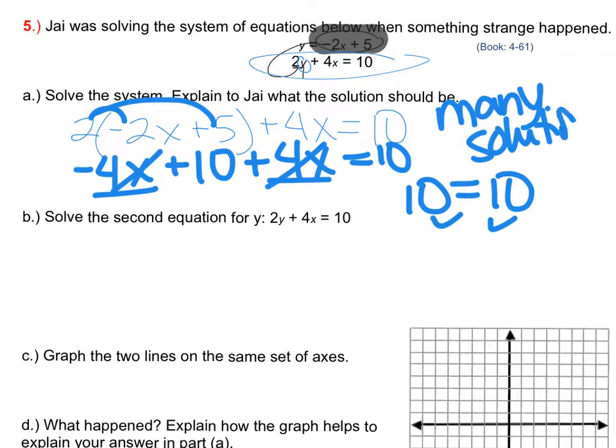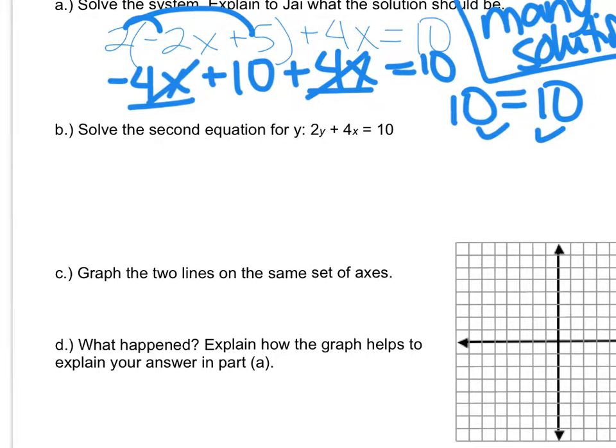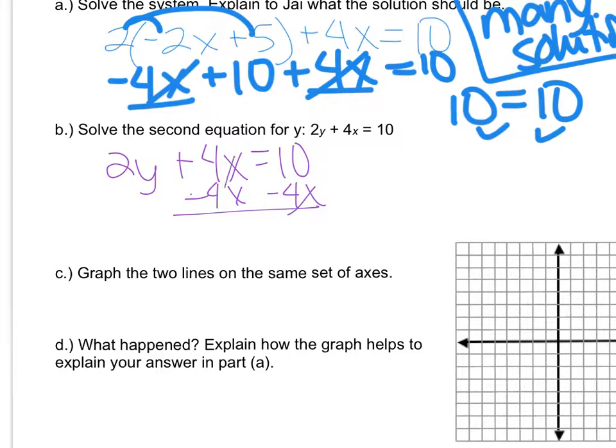So for part B, you're going to solve the second equation for y. To get y by itself, we are going to need to rearrange the problem. So we have 2y plus 4x equals 10. So we'll start by subtracting 4x on both sides to get 2y equals 10 minus 4x.